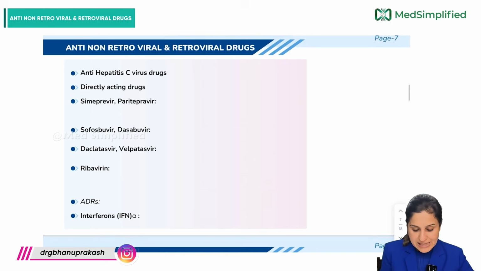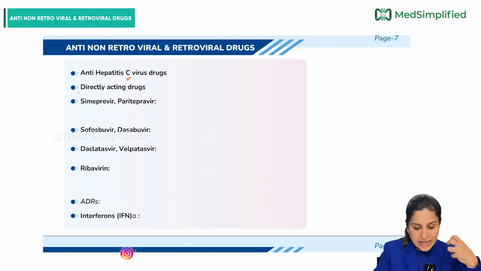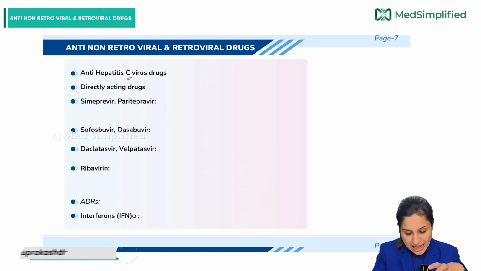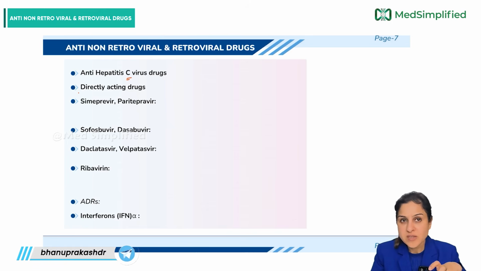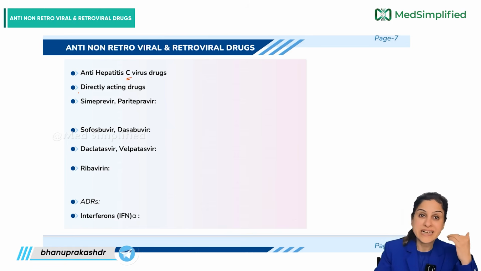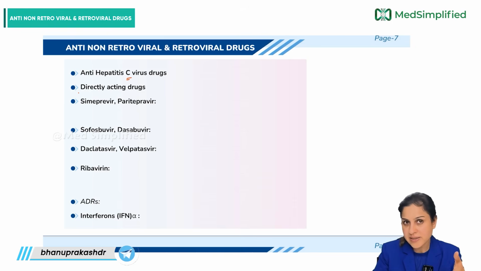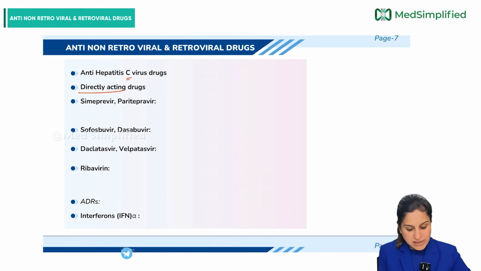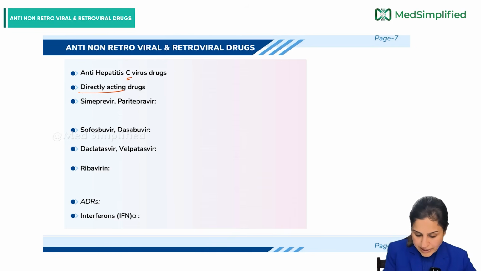Coming to the anti-hepatitis C virus drugs. Now, initially we had few drugs like ribavirin, interferons. They are toxic also, not the direct acting. But now the treatment has been revolutionized with the availability of the directly acting drugs on the virus itself. So what are these drugs? That is very, very important. So we have drugs like simeprevir and paritaprevir.